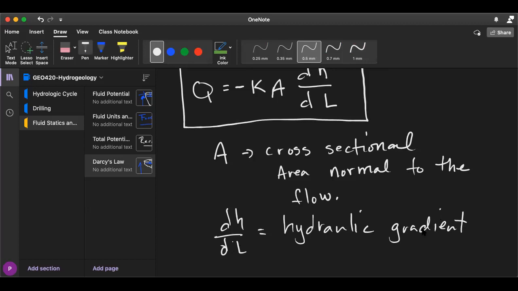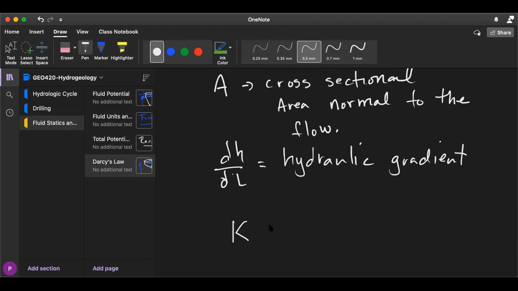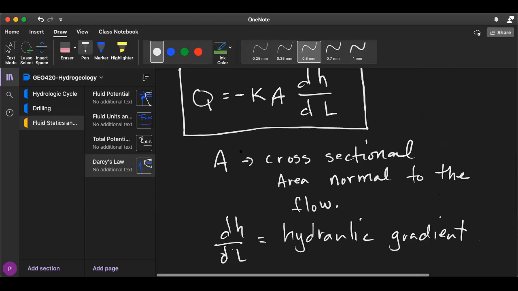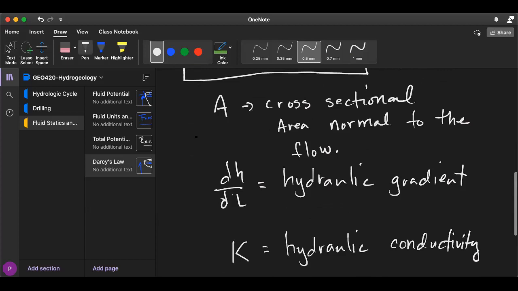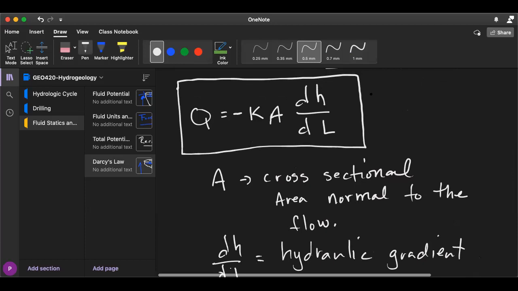And now K is called the hydraulic conductivity. All right, let's put some units on this stuff. So Q, we'll do our units over here. Q is length cubed per time, volume per time.